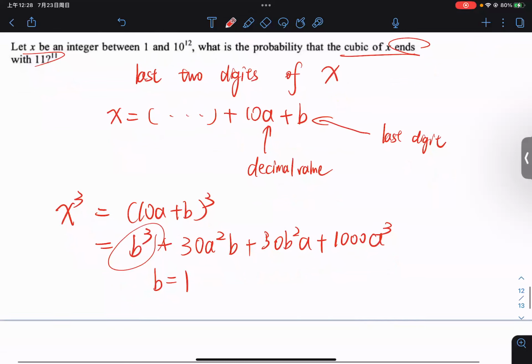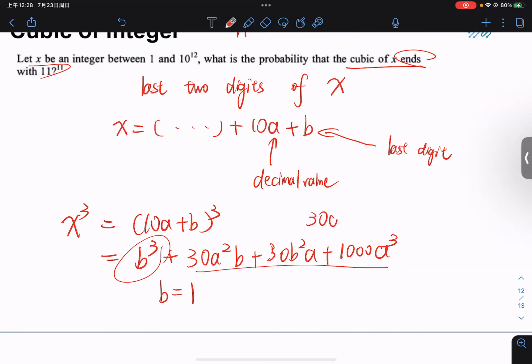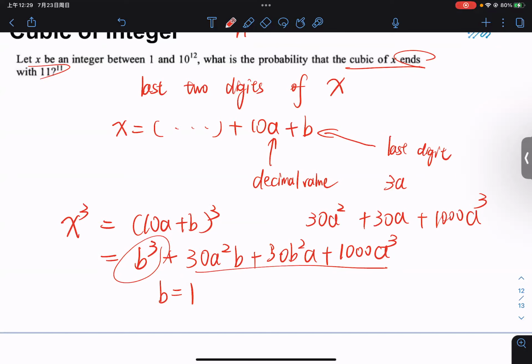Since b must be 1, the other part becomes 30a squared plus 30a plus 1000 a to the power of 3. And what about the decimal value? The decimal value will only be related to 3a plus 3 multiplied by a squared, right? And then we must have this 3a end in 1. The only choice we can have is a equal to 7, because something multiplied by 3 needs to end in 1.